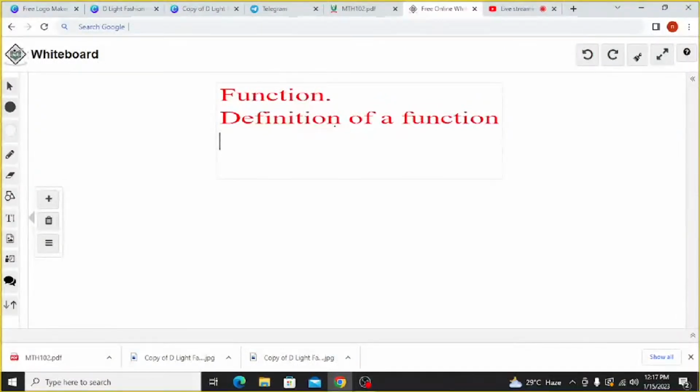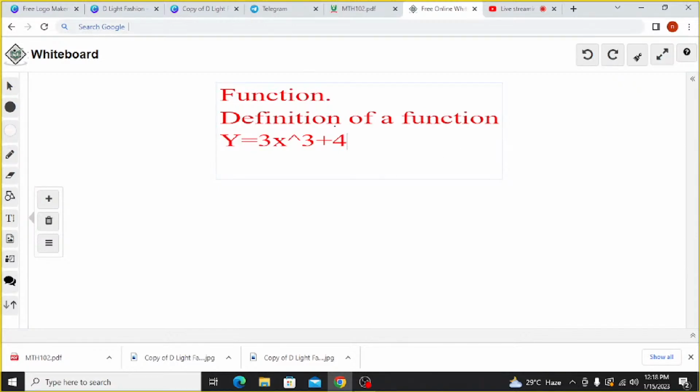So let me show you an example. So we have y equal to, assuming y equal to 3x cube plus 4.